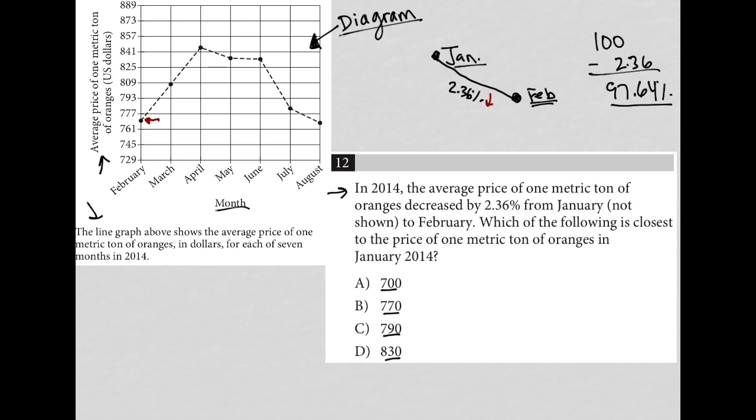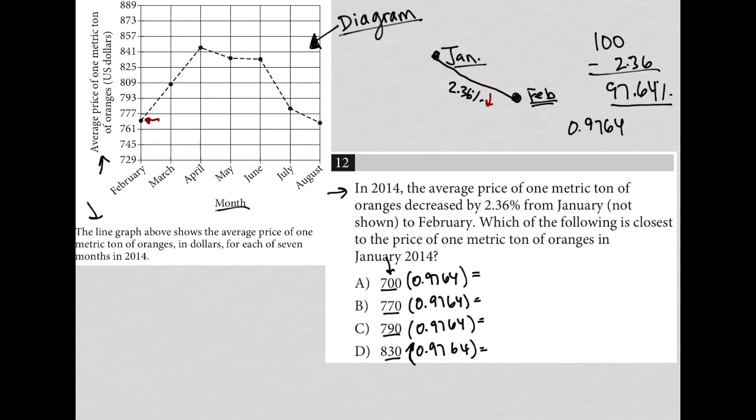Okay? So now the decimal form of 97.64% is 0.9764. So I can multiply each of these answers by 0.9764 and just see which one of them gives me an answer or a data point that would make the most sense for February. Again, these are all January possibilities. We're saying that February should be 97.64% of January. So let's use our calculator to figure out which one of these is correct.